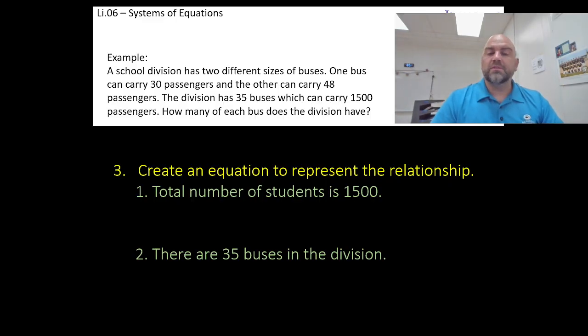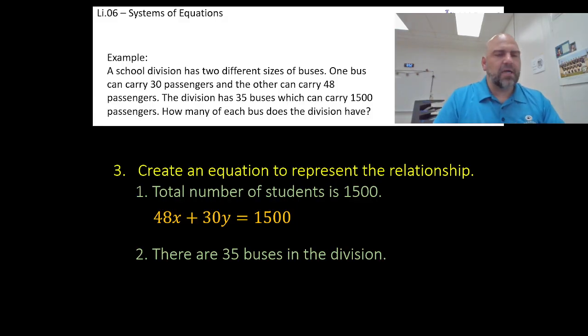So the total number of students is equal to 1,500. We're going to create an equation where we have the total number of kids on the big buses plus the total number of kids on the small buses, and that's going to add together to be 1,500. Now, to get that, and we've talked about this in the past in my class, we're going to say that 48 times x, so the number of big buses times 48, will be the number of passengers on the big buses, plus 30 times y, so that's 30 times the number of small buses. Our little small buses have 30 on them. That'll tell us the number of passengers on the small buses. When we add that all together, it needs to equal 1,500. So that's our first equation.